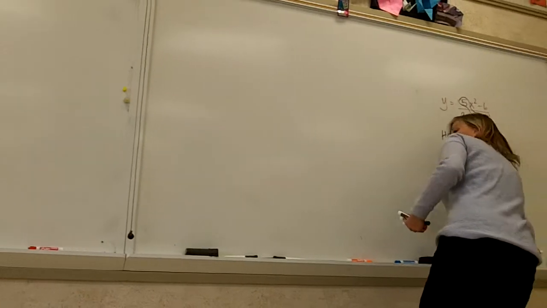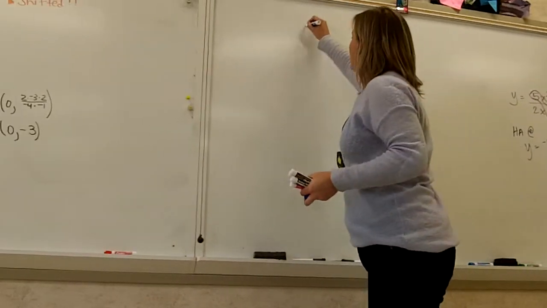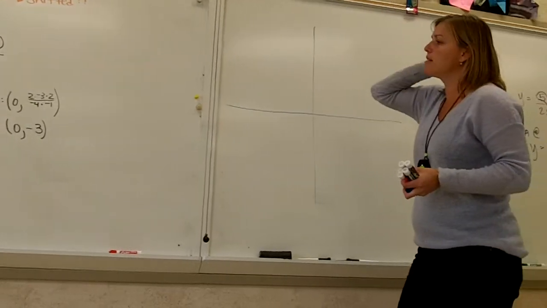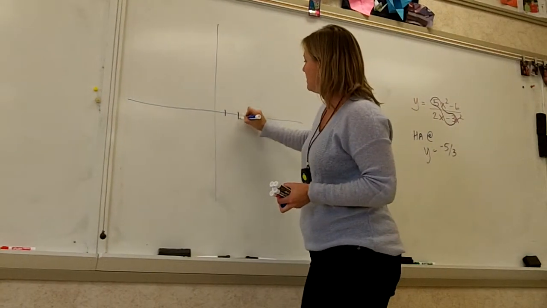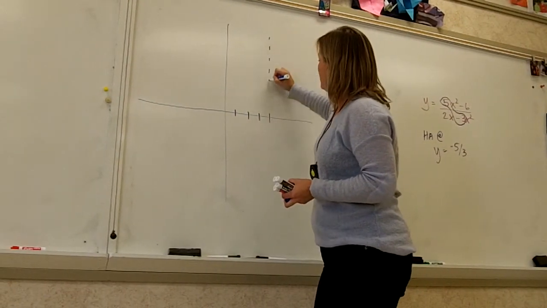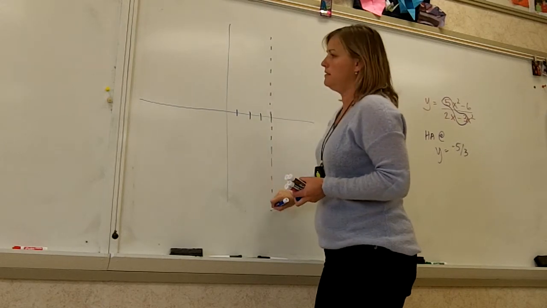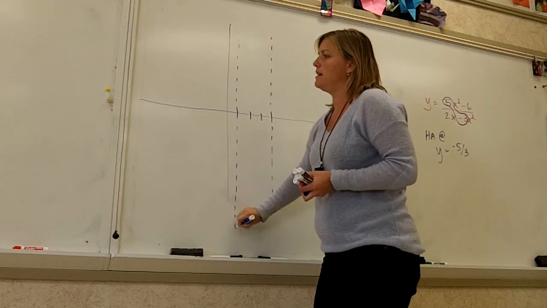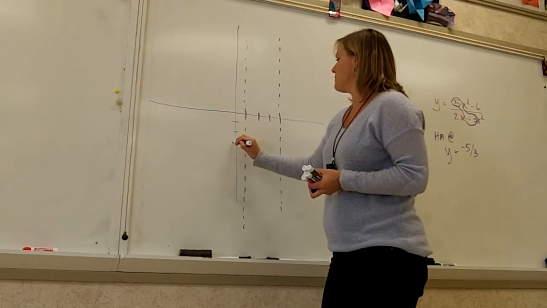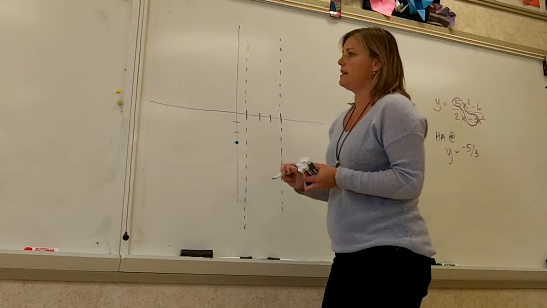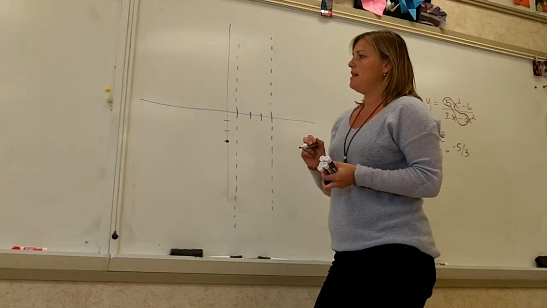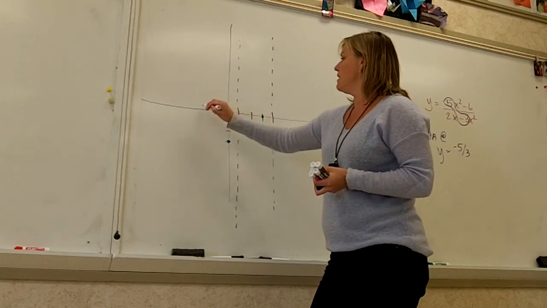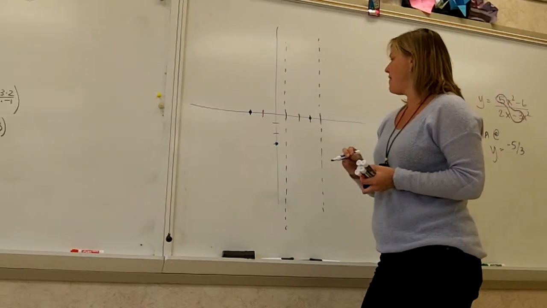So let's see. Here's my xy axis. I'll start with my vertical asymptotes. 1, 2, 3, 4. There's one vertical asymptote. And 1. There's my other vertical asymptote. (0, -3) is my y-intercept. And then I have zeros at (3, 0) and (-2, 0).